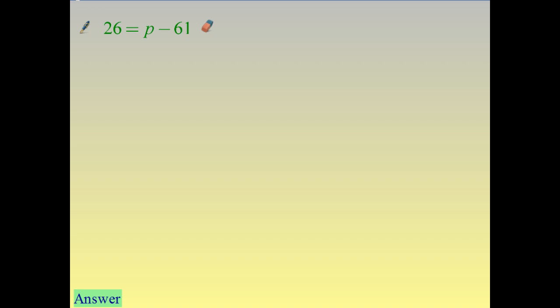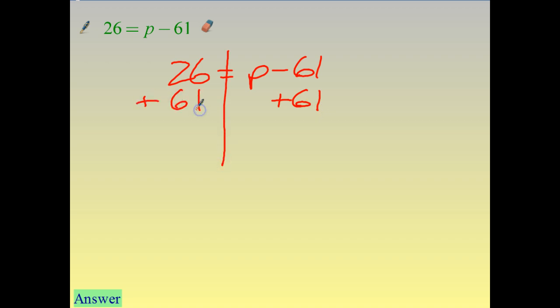All right. I've got 26 is equal to p minus 61. Now notice what I want you to follow here: I'm going to leave the variable on this side this time. So, okay, I've got p. I'm subtracting 61, so I want to add 61. If I do that to the right side, I need to make sure that I do that to the left side. So I'm going to be left with p is equal to, and then I'm going to add these. So 6 and 1 is 7, 2 and 6 is 8. So 87 is equal to p.